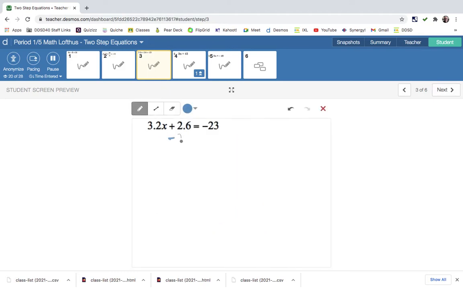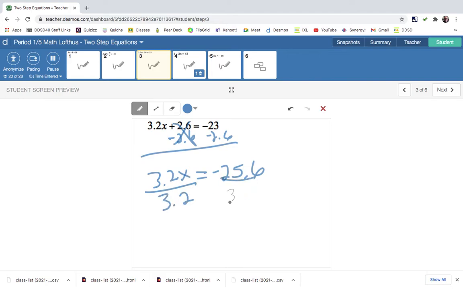We're going to subtract 2.6 from both sides. When we combine a negative with a negative, we get even more negative. So this is negative 25.6. Those cancel out. 3.2 times our unknown number. To undo multiplication, we divide by that very same amount. So again, grab your calculator and put negative 25.6 divided by 3.2, and you will get negative 8.